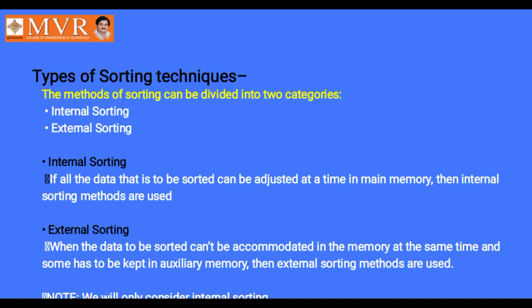Next, types of sortings. There are two different types of sortings, that is the sorting techniques are divided into two different categories. One is internal sorting and another one is external sorting. Now what is internal sorting and what is external sorting? See, internal sorting: if all the data that is to be sorted can be adjusted at a time in main memory, then such sorting techniques are called as internal sorting.